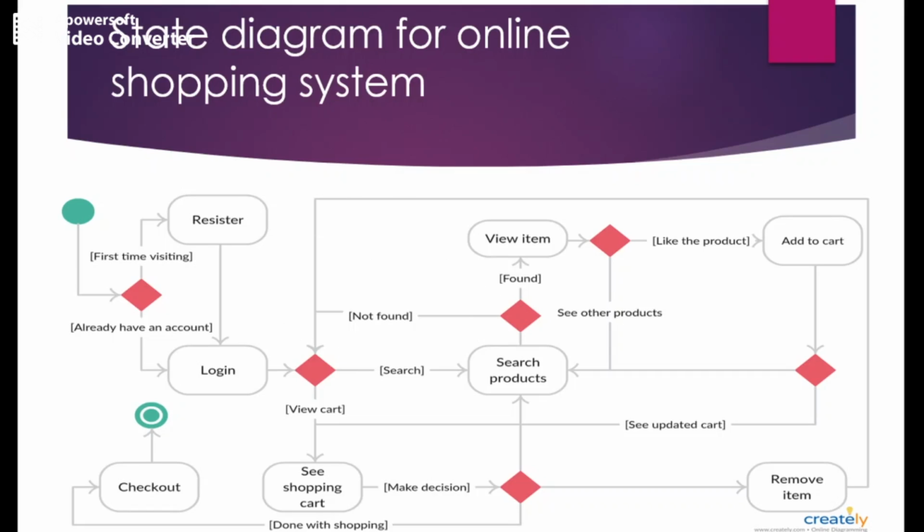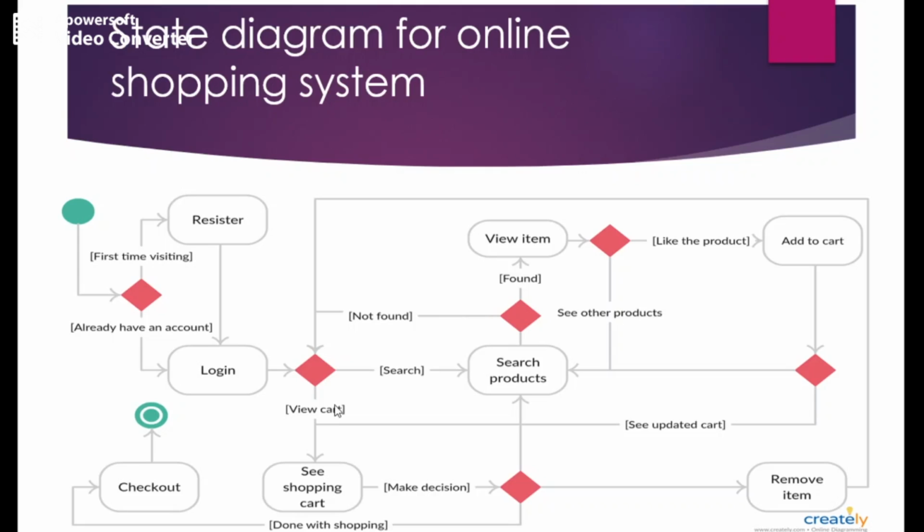So we are viewing it in terms of a state diagram. These are the different states: register, login, view item, search product, add to cart, remove item. Yeah, that also you can do. You can remove the item from the cart. So that is the main thing.